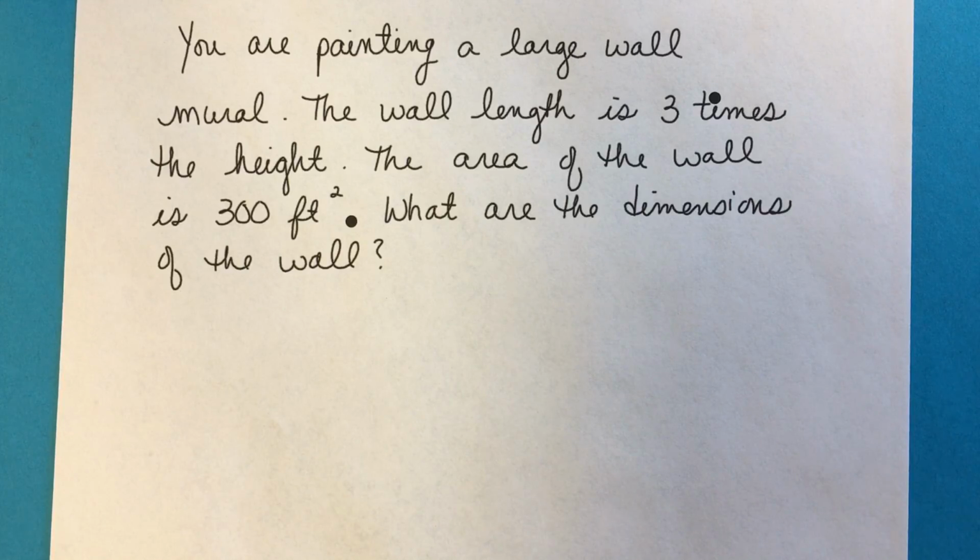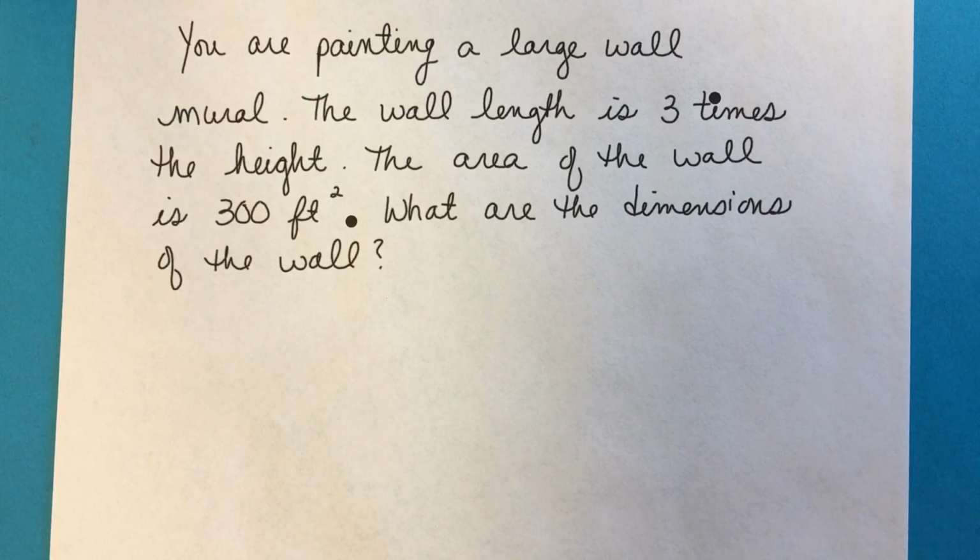Okay, one more thing in this section, and this is looking at a couple of word problems. As it states, you are painting a large wall mural. The wall length is 3 times the height. The area of the wall is 300 feet squared. What are the dimensions of the wall?